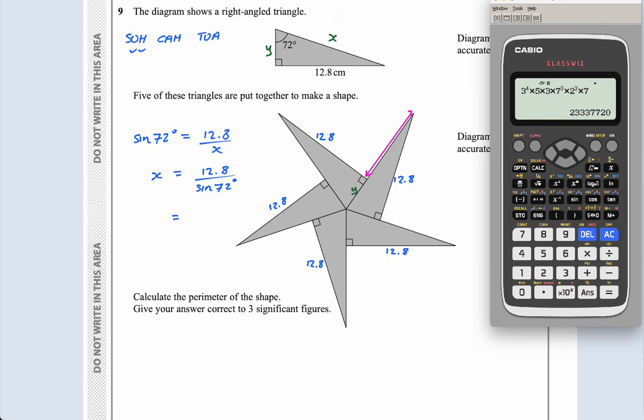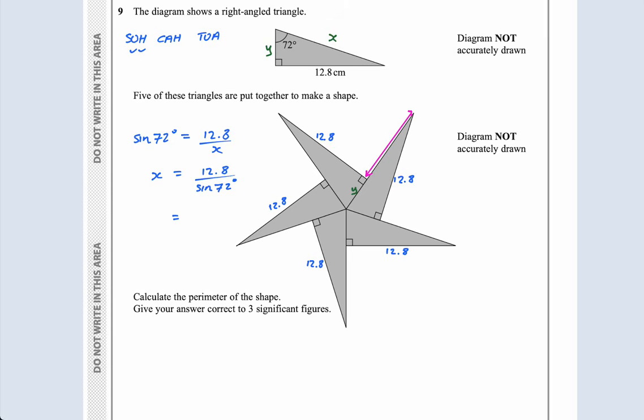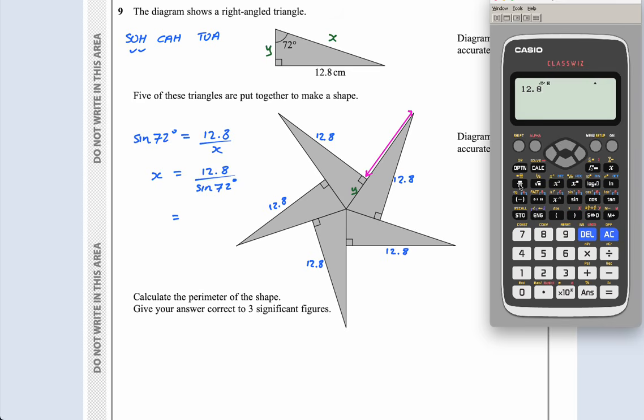Okay, so all I need to do is write 12.8 divided by, I even like, guys, to make it look like this. So this divided by sine 72. Am I in radians? Oh, sorry, degrees. Yes, I am in degrees. So that's fine. Press equals. Oops, I didn't close my bracket.